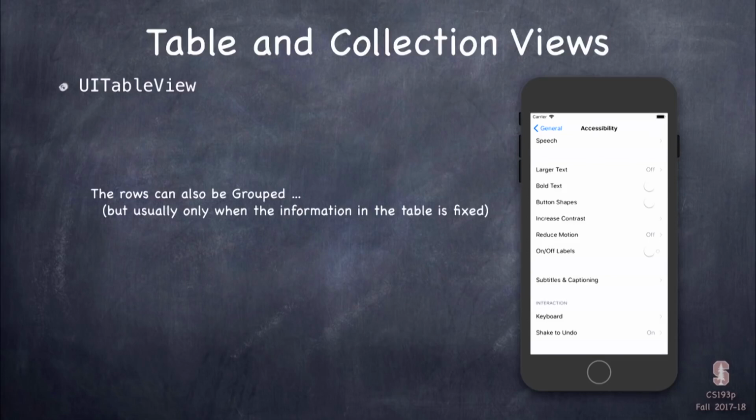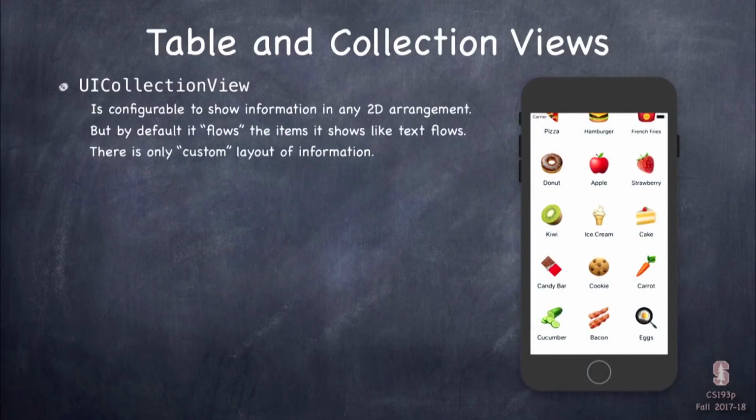Otherwise, it's in what's called plain style. That's all the things I was just showing you. So collection view, like I say, is kind of flowing like text. Here I've got these foods with an image of them, and it's kind of flowing from line to line. Happens to be all the same size, so there's 3 per line.